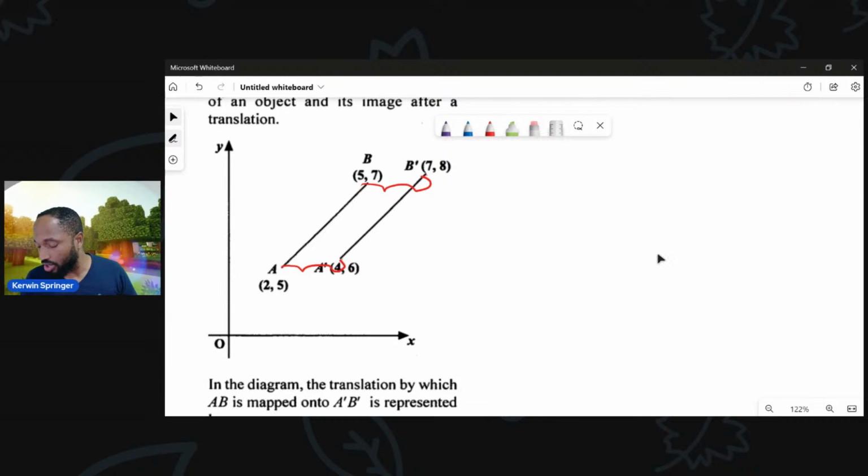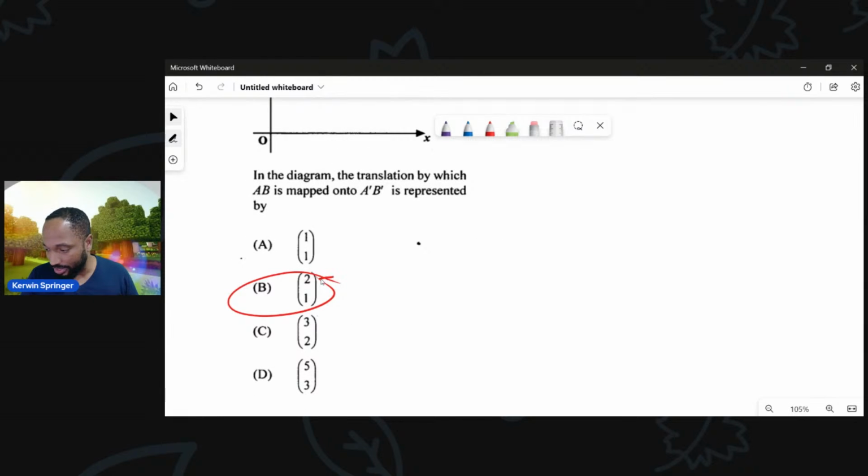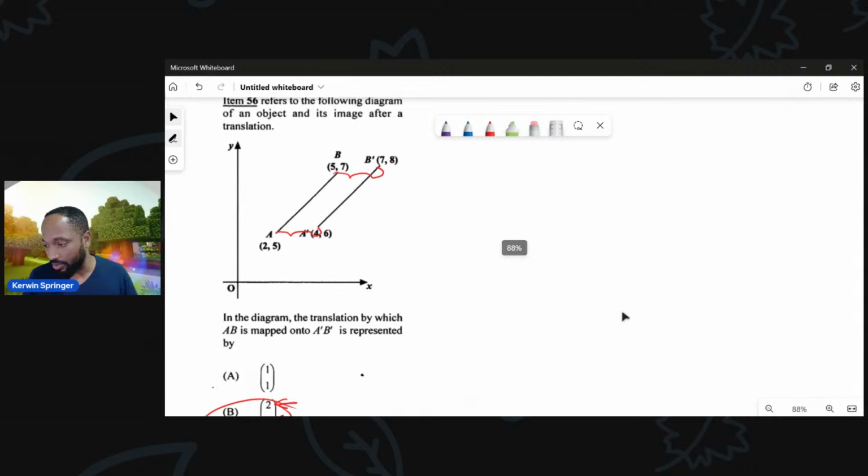All right. So you go across 2 and you go up 1. Go across 2, go up 1. Like B. So this is the across movements and then the upward, downward movements. So B is the answer for that one, right?